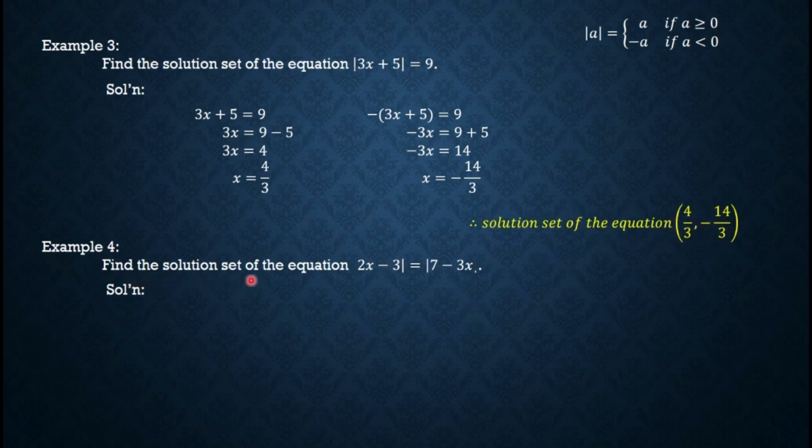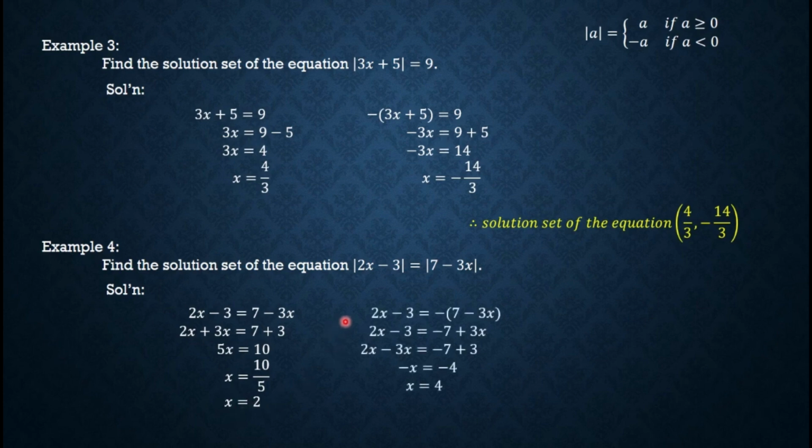Example: find the solution set of the equation absolute value of 2x minus 3 is equal to absolute value of 7 minus 3x. So solution. 2x minus 3 is equal to 7 minus 3x. 2x plus 3x is equal to 7 plus 3. Then 5x is equal to 10. Then x is equal to 10 over 5. And then the result is x is equal to 2. So another is 2x minus 3.